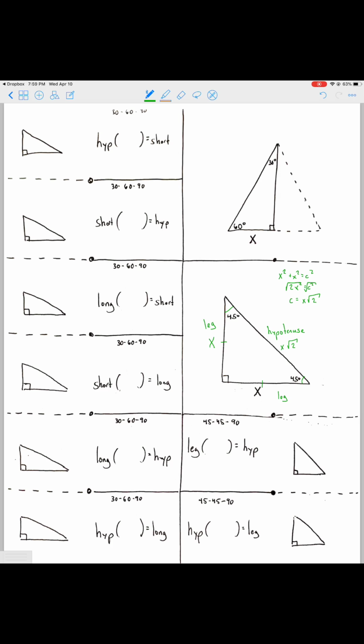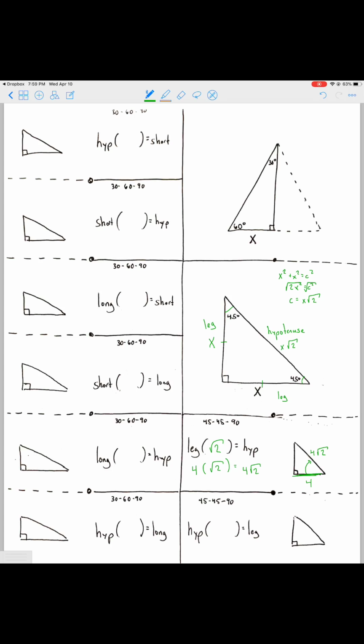So that means if we start at the leg, let's just say this leg right here, and we want to get to the hypotenuse, we would multiply that leg by the square root of 2. So, for example, if the leg was 4, we would multiply it by the square root of 2, which is nothing really to do here. It will just turn into 4 times the square root of 2 as the hypotenuse.